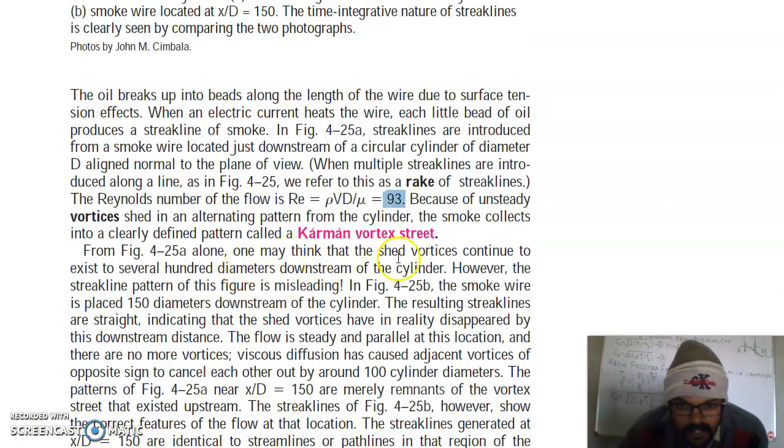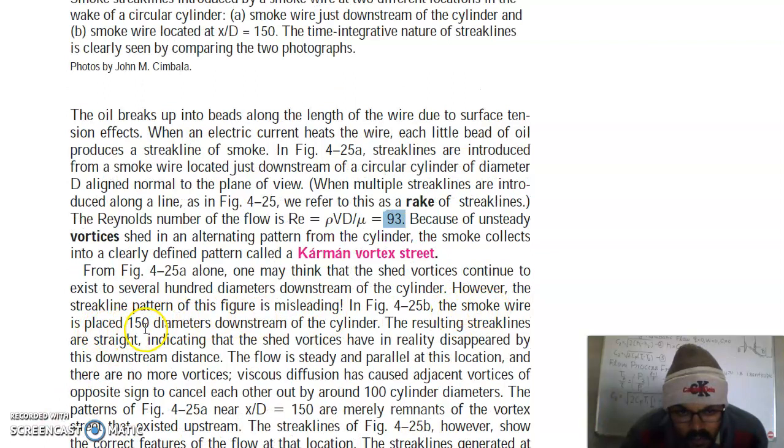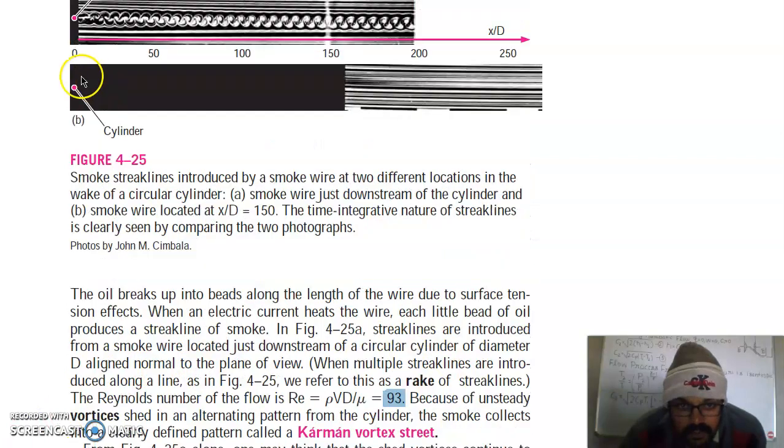So one may think that the shed vortices continue to exist to several hundred diameters downstream of the cylinder. However, the streakline pattern of this figure is misleading. The smoke wire is placed 150 diameters downstream of the cylinder. The resulting streaklines are straight, indicating that the shed vortices have in reality dissipated by this downstream distance. So in this case, you can see a smoke wire located at x by d equal to 150.